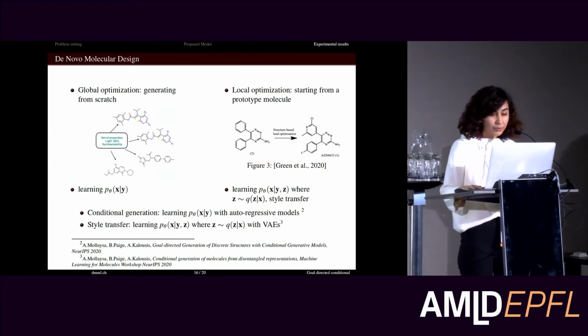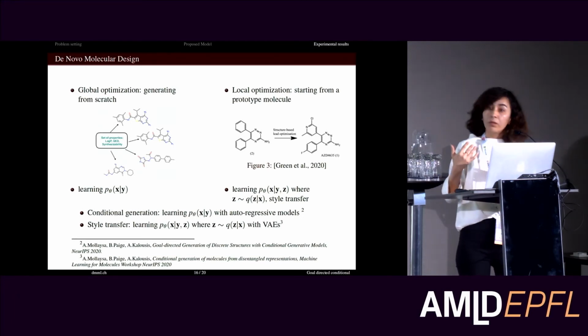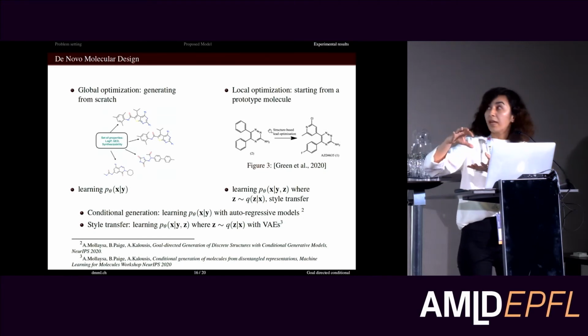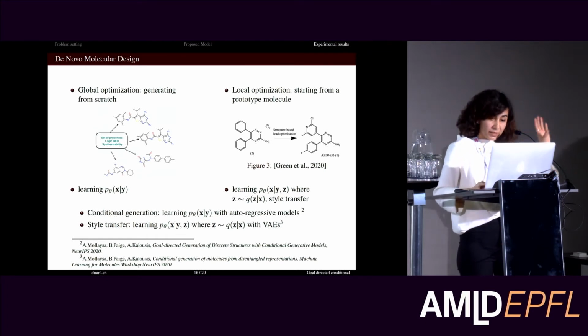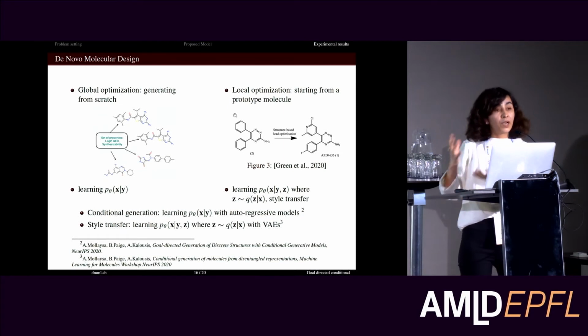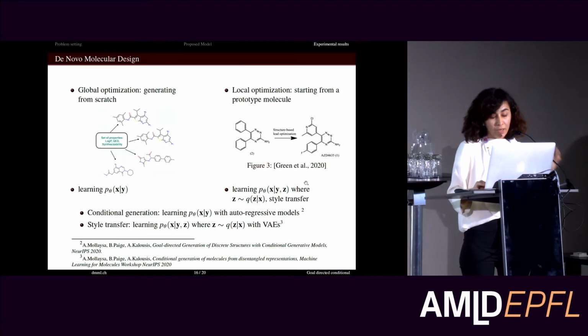Another thing, so this is the previous work, but going back to the same problem of generating molecules for a given target property. You actually have 2 approaches. One is generating really from scratch, and the other one is starting from a prototype molecule and modifying it a little bit so that you have a new molecule with a similar structure but a different property. We were more interested in this kind of problem, but you can only model this with latent variable models, because you need some kind of structural information of the original prototype molecule. So you have to have a latent variable model.